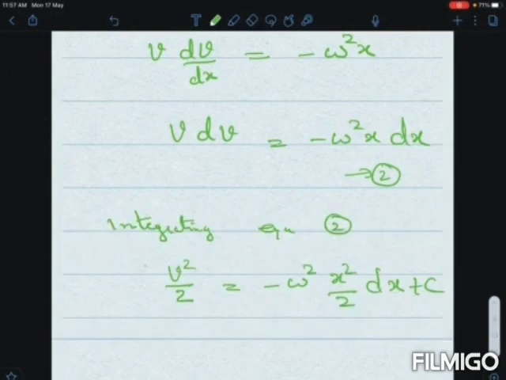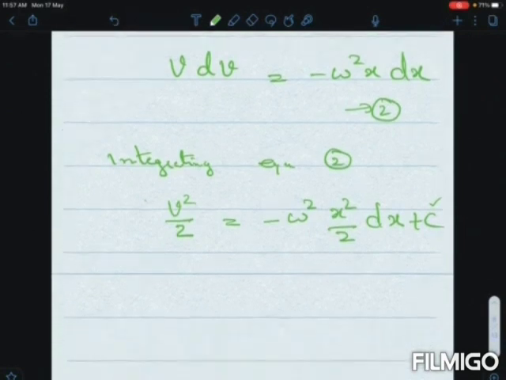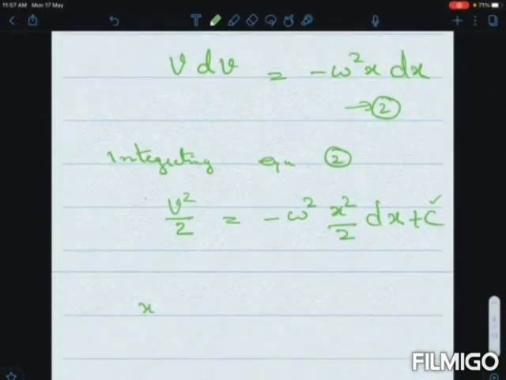Now we have to find out this constant c. You cannot just claim that it is just a constant. Now we have to find the constant c. So for that, what we do is we apply the boundary conditions, that is, when x is equal to plus or minus a.